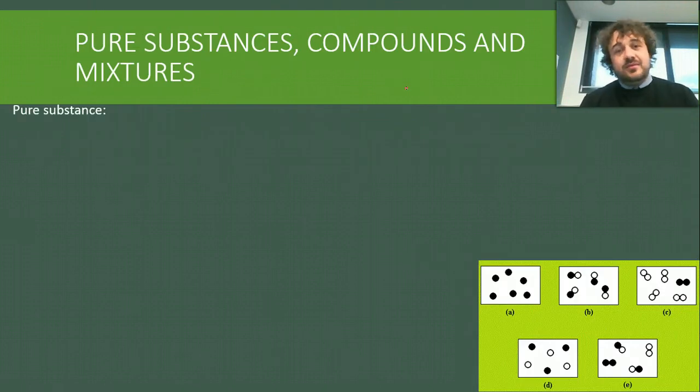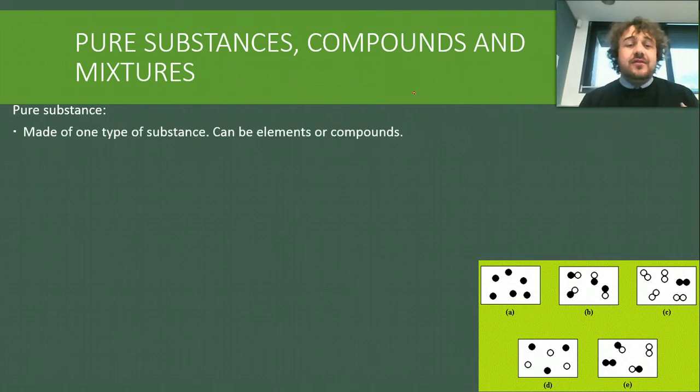What is a pure substance? Well, basically, a pure substance means you have one type of substance. It can be an element or a compound. Here we see an element, and here we see a compound. You can tell it's a compound because there are two different things stuck together, and here it's an element because it's one type of thing. That's it. So those are atoms.